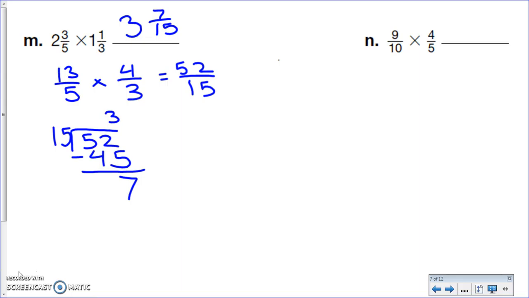Or we can cross simplify to start with. So if we look at 10 and 4, they share a common factor of 2. So we can divide each of them by 2, so it becomes 9 over 5 and 2 over 5. So then we get 2 times 9 is 18, 5 times 5 is 25. So it becomes 18/25.